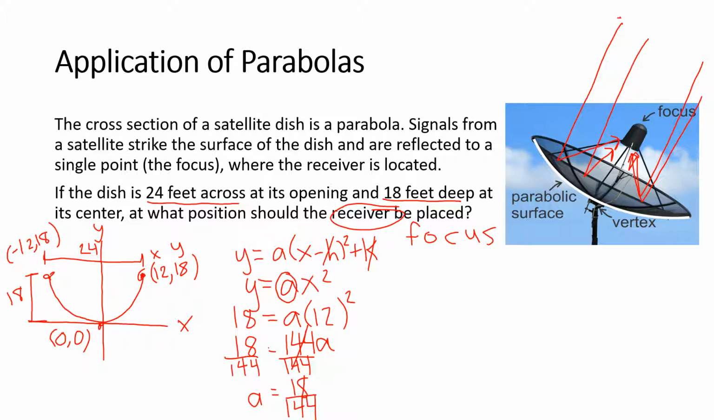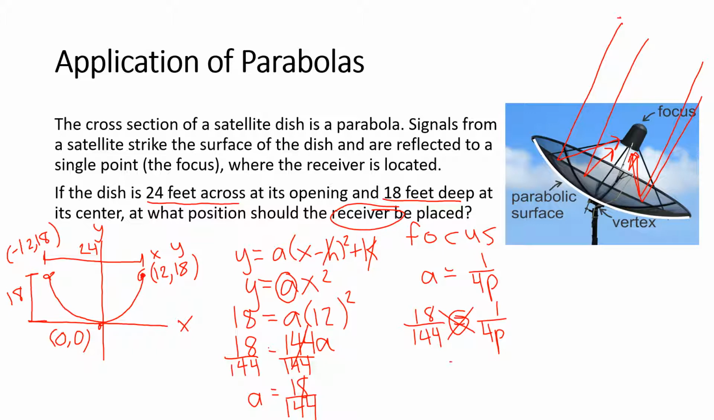I only need a so that I can go on to find p, because p is going to tell me where my focus needs to be. So remember the connection here: a equals 1 over 4p. I just figured out what a is, so I'm going to go ahead and plug that in. I've got 18 over 144 equals 1 over 4p. This is a proportion. I have the equal sign in the middle. So what I'm going to do is cross multiply and solve for p.